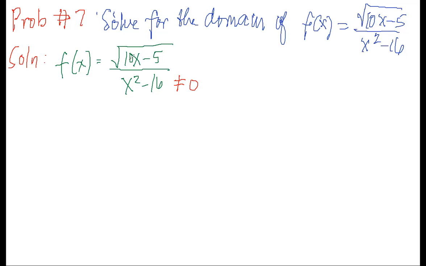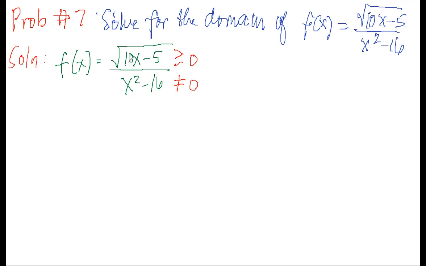Now, the numerator is a radical expression, and it is a square root. Which means that the value of the radicand 10x minus 5 should be greater than or equal to 0, or else we would get a function value which is imaginary. So we restrict our values to be real, right? So these would be our two restrictions that we're going to consider.